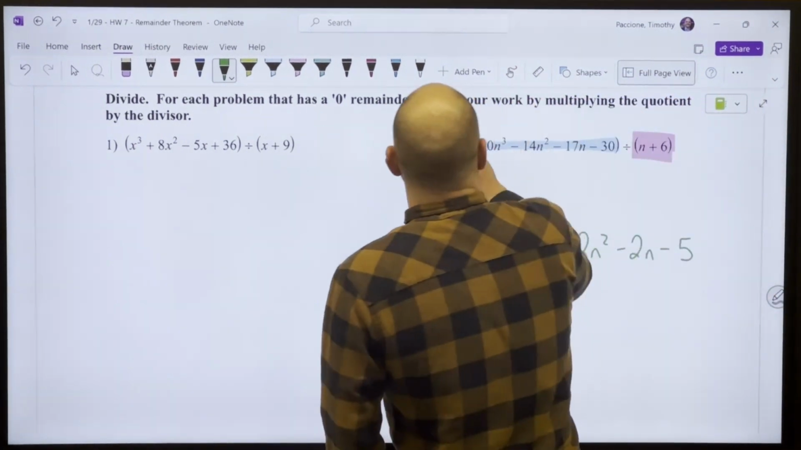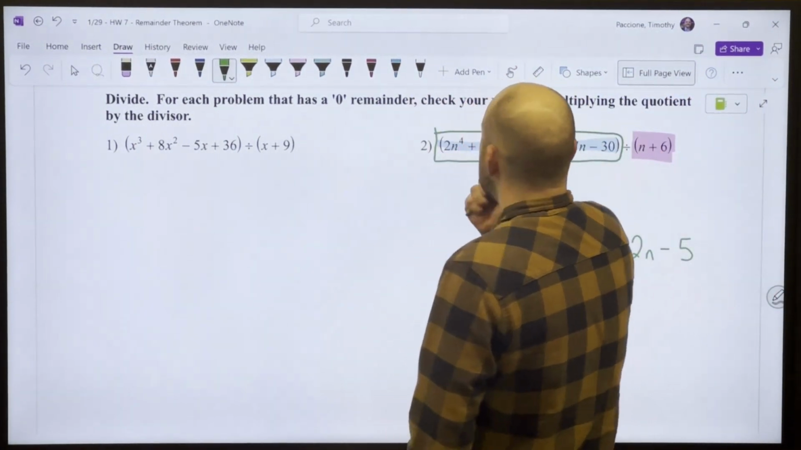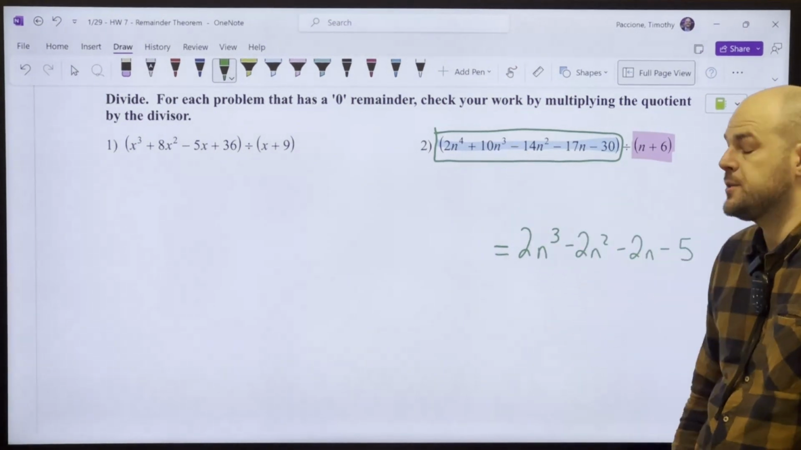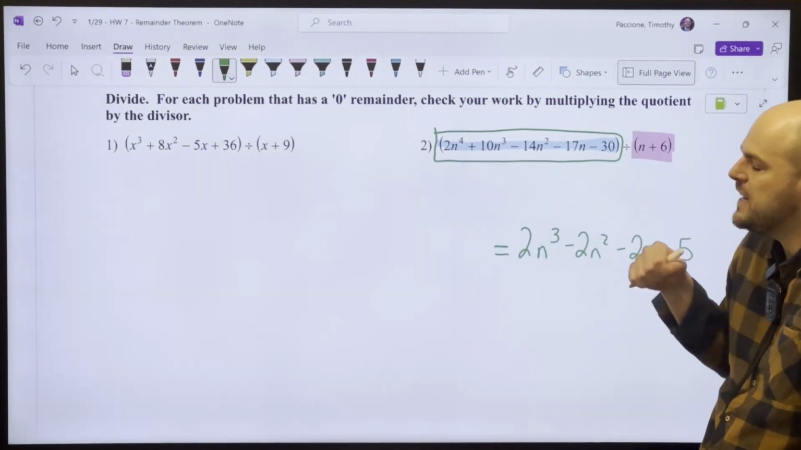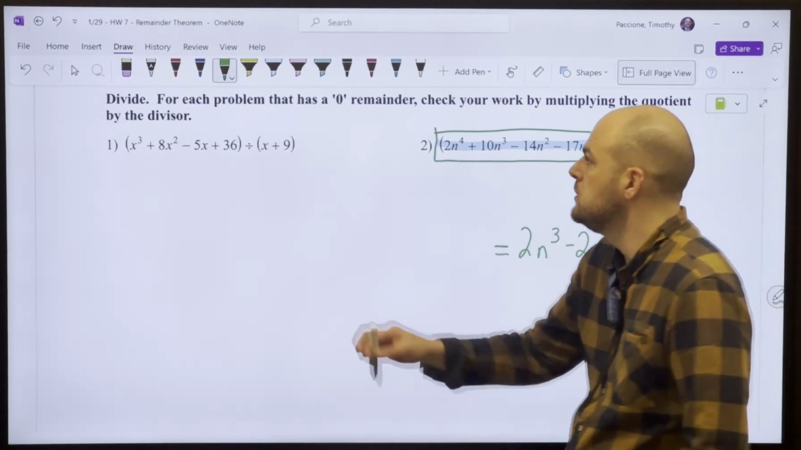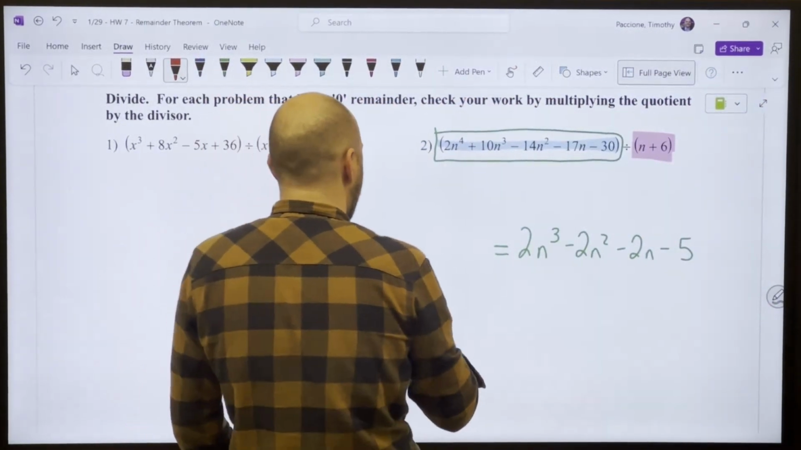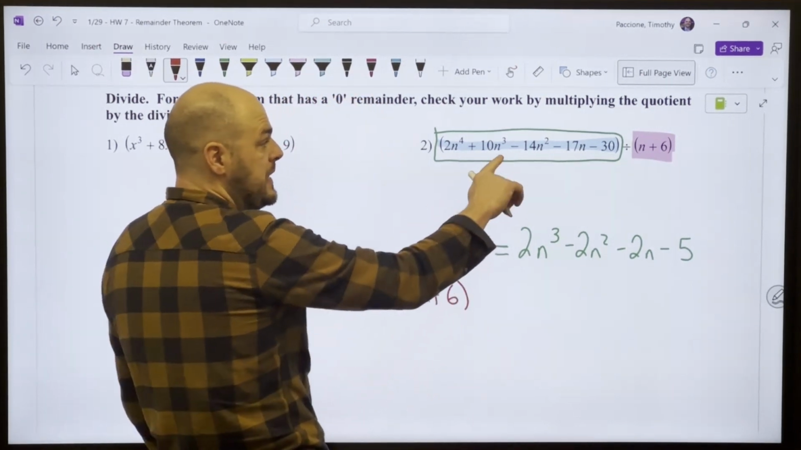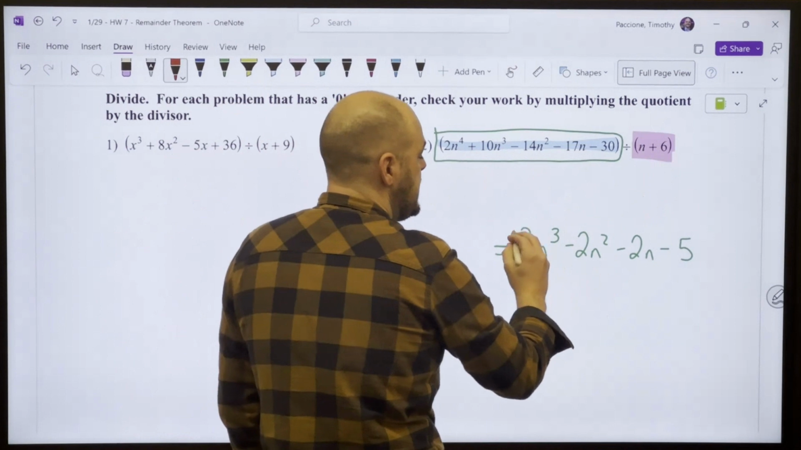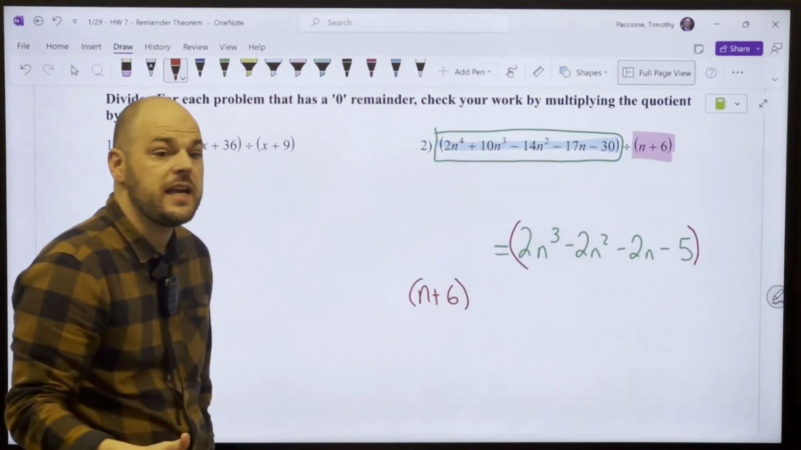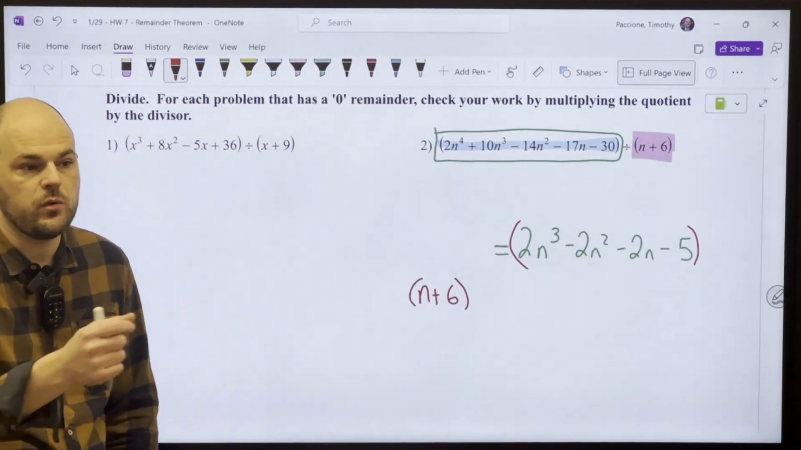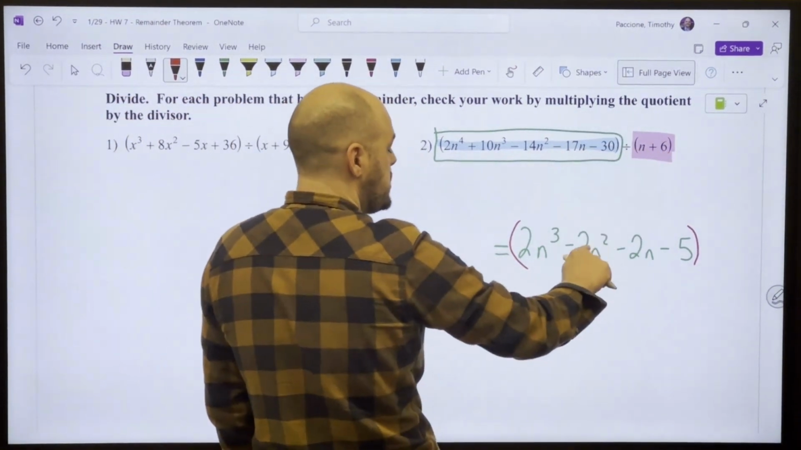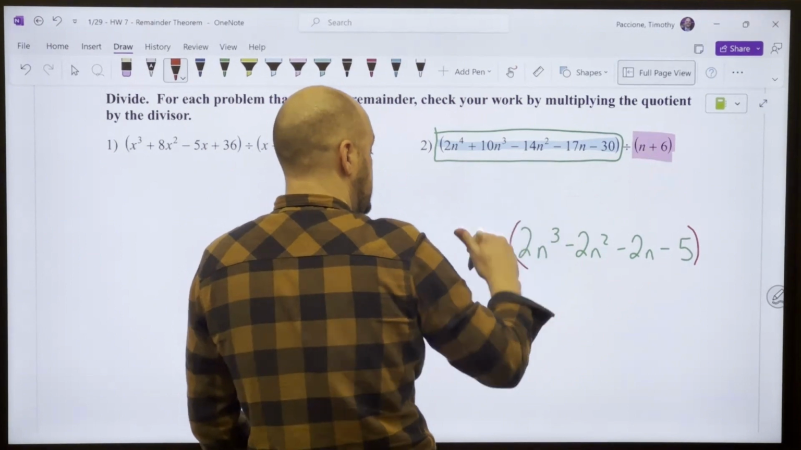What are the factors, or at least some factored form of that? How could I write that in a little bit of a factored form? Yeah. If you take the n plus 6, multiply it by the answer that we just got. Yep. Because I know that this divided by this is this, just like I know 6 divided by 2 is 3, therefore 2 times 3 is 6, right? This divided by this is this, so this times this is this, right?